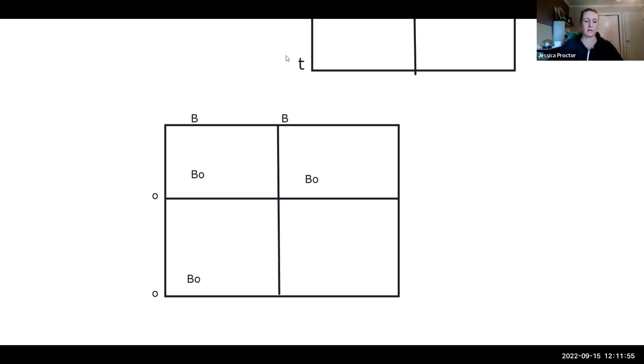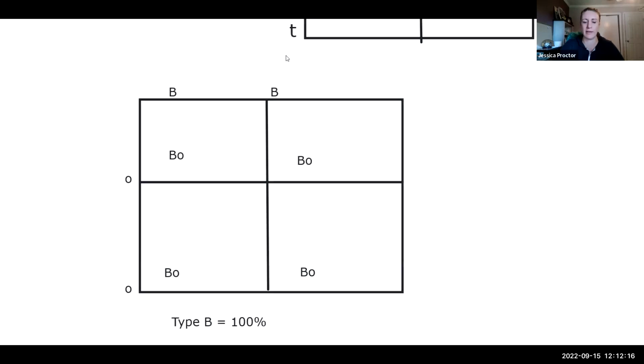So for this particular scenario, if one parent is BB and the other is BO, 100% of their children would be blood type B. It would be 0% for the other three. So type B is 100%, type A would be 0%, type AB would be 0%, and type O would be 0%.